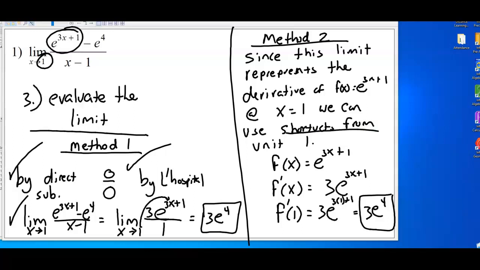Okay? So that's pretty much it. A lot of times they'll give you problems on the AP exam where it'd be really difficult to evaluate the answer using the old school method over here. So it's more beneficial to recognize what the function is and at what value you're finding that limit, and just recognizing in general that it does represent a derivative. So that's pretty much it.